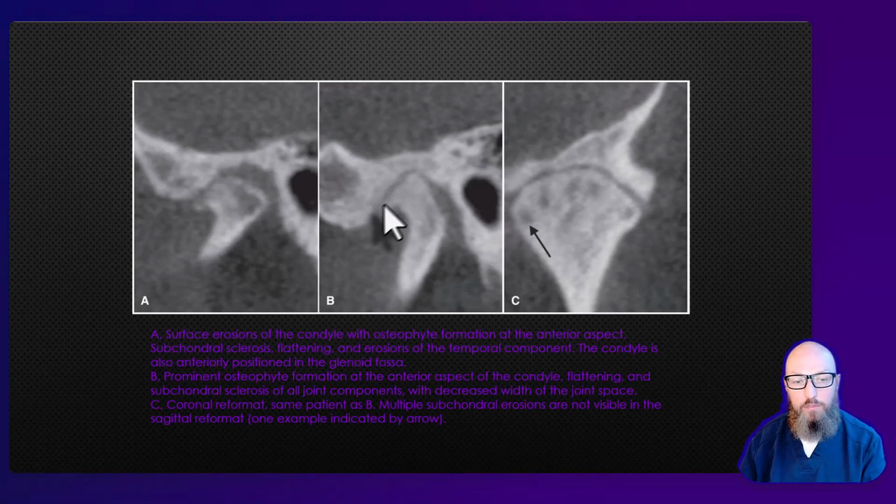This one shows severe flattening of the condylar head. A little bit of flattening of the articular eminence, but what do you notice about the joint space? That's reduced. And so what that tells you is there's not a healthy disc in there. If there is a disc, it's either eroded or more likely it's going to be displaced. So hopefully you know about disc displacement. I talk about that in my TMJ lectures.